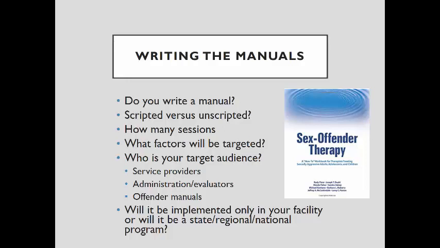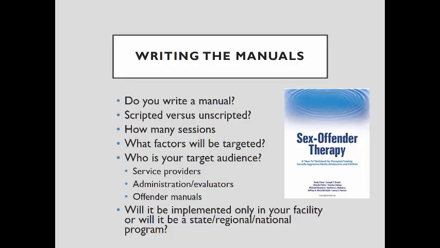You have to decide how many sessions, and a lot of that is going to be based on your literature review for how long the program has to be for a certain level of risk. You're going to determine what factors you're going to target. So, like if you know for sex offenders, things like loneliness and guilt and trauma are related to reoffending, those are the factors that you're going to be targeting in your treatment program, and you're going to be addressing those with psychological methods. When you're writing your treatment manual, who's going to be your audience? Is it going to be the service providers? Is it going to be the administrators, or is it going to be an offender manual?